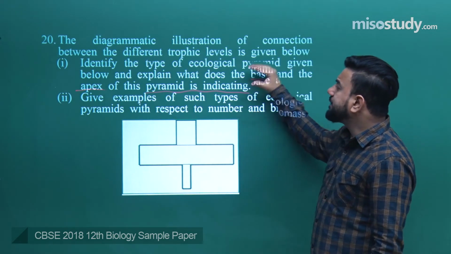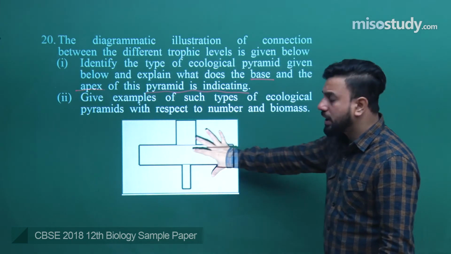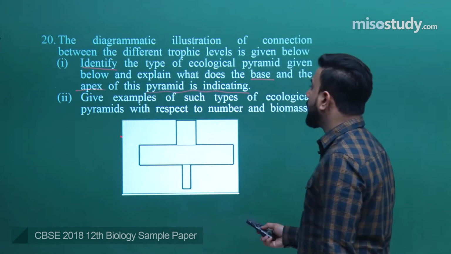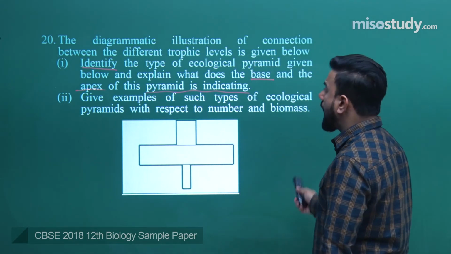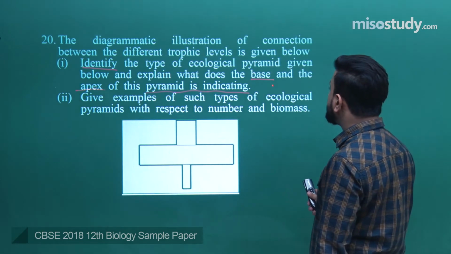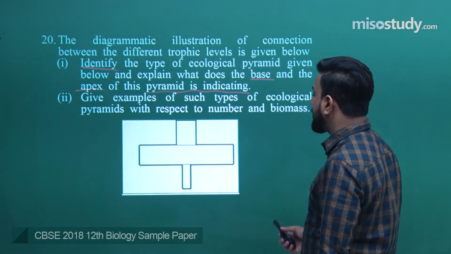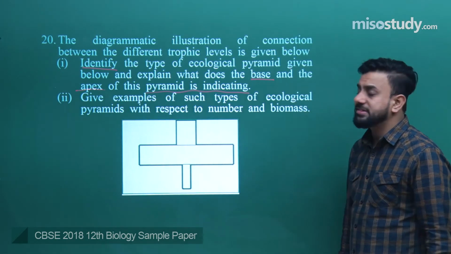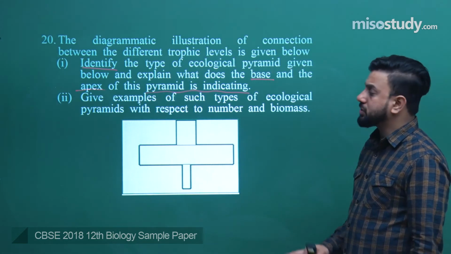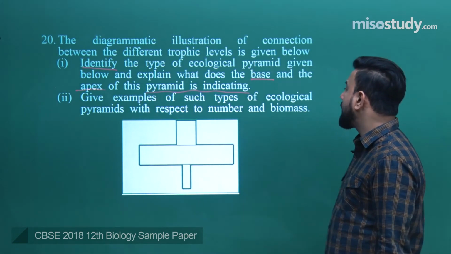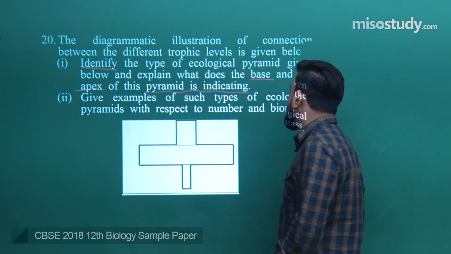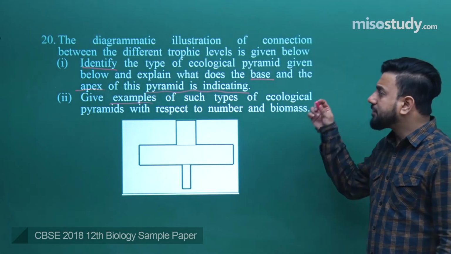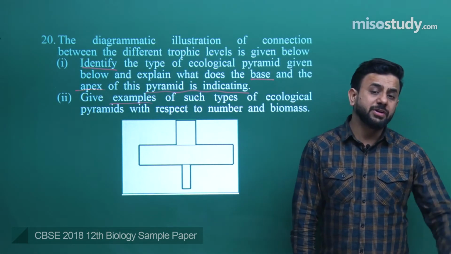Then what? Identify the type of ecological pyramid. So we have to identify this type of ecological pyramid given below and explain what the base and the apex of the pyramid are indicating. That is the first part of the question. The second part: give examples of such type of ecological pyramid with respect to number and the biomass. That's it.